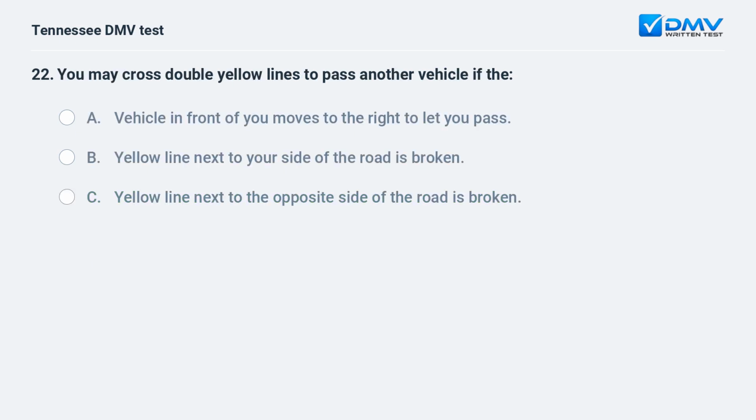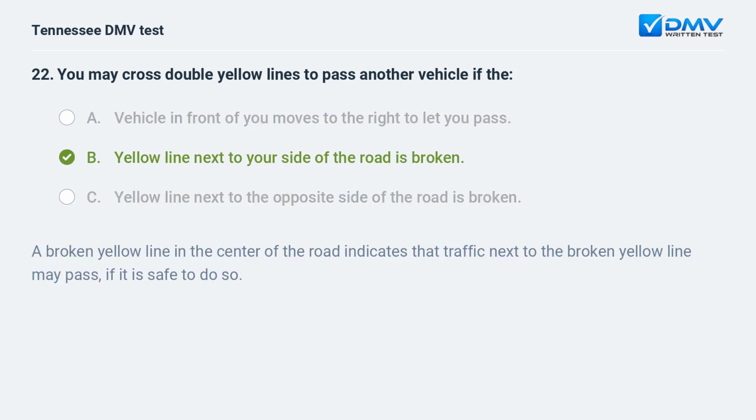You may cross double yellow lines to pass another vehicle if the A. Vehicle in front of you moves to the right to let you pass. B. Yellow line next to your side of the road is broken. C. Yellow line next to the opposite side of the road is broken. The answer is B. Yellow line next to your side of the road is broken.